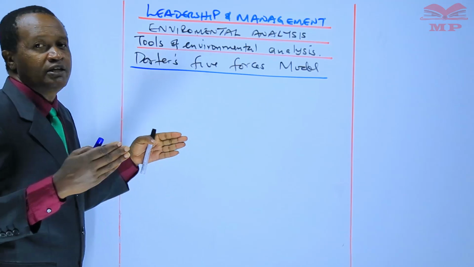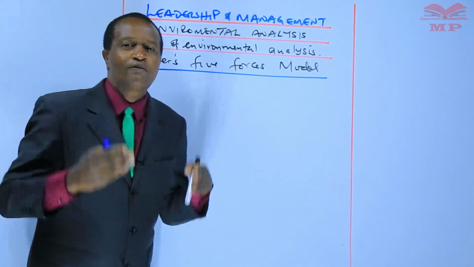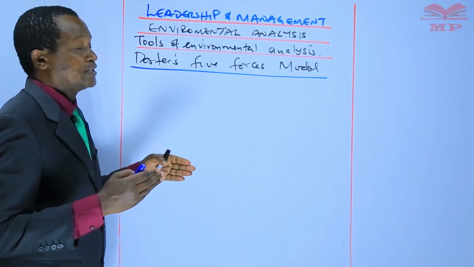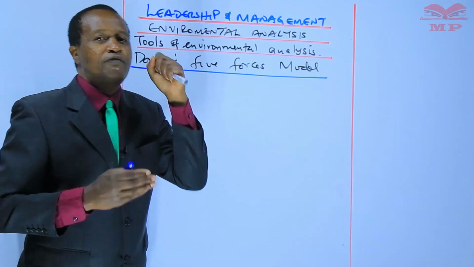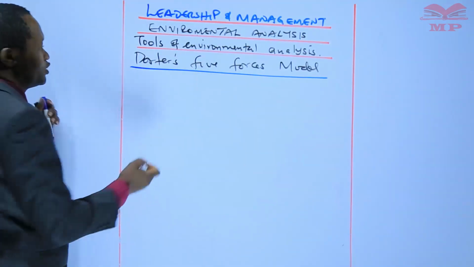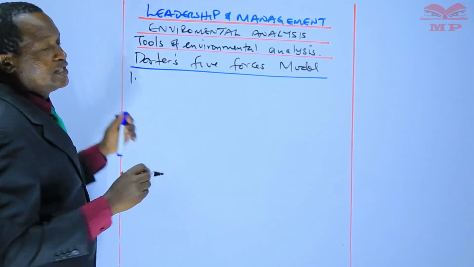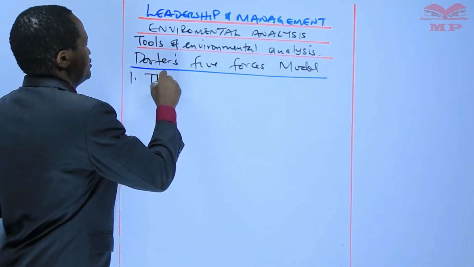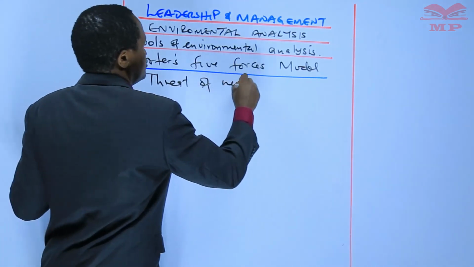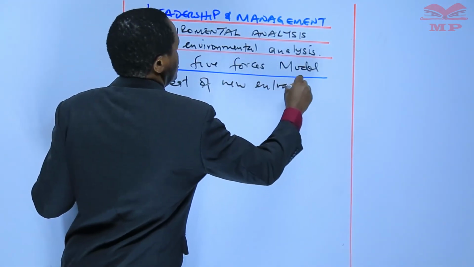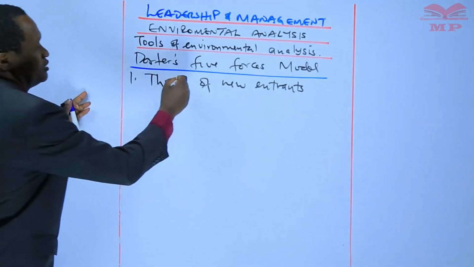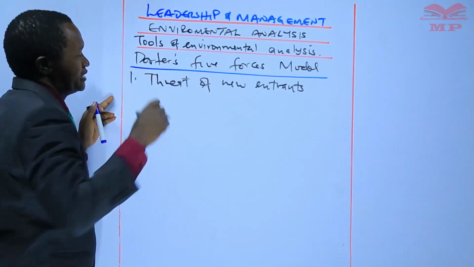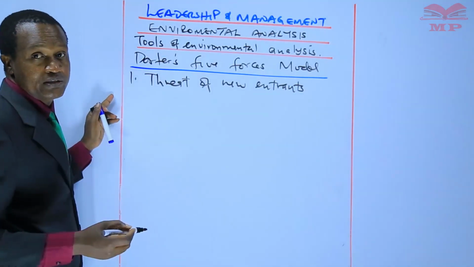So the level of intensity, Michael Porter says, is determined by 5 forces. I'm going to list the forces. Number 1 is the threat of new entrants. These are threats of new entrants in the market or the industry.